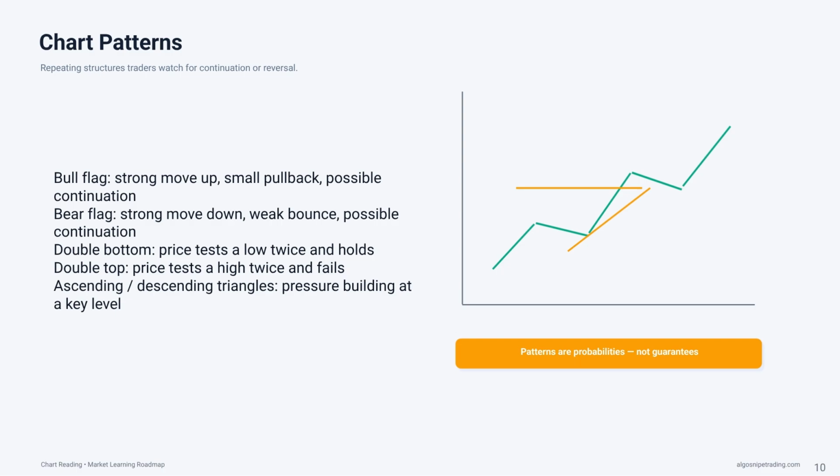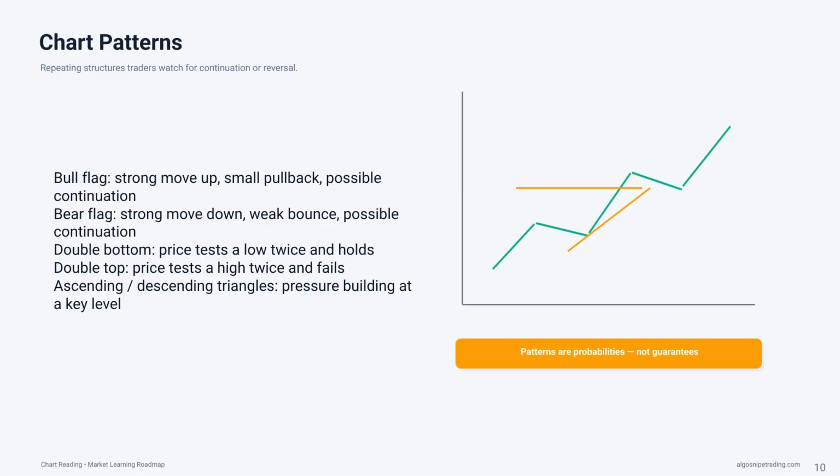A bear flag happens after a strong move down, followed by a weak bounce or sideways pause. This can show that sellers may still be in control and price may continue lower. A double bottom happens when price tests a low area twice and holds. This can show buyers are defending support. A double top happens when price tests a high area twice and fails. This can show sellers are defending resistance.